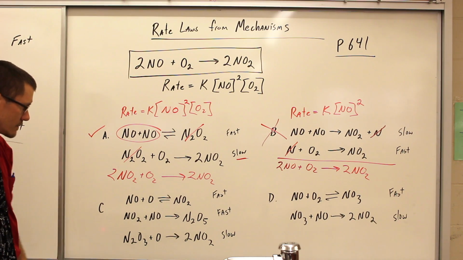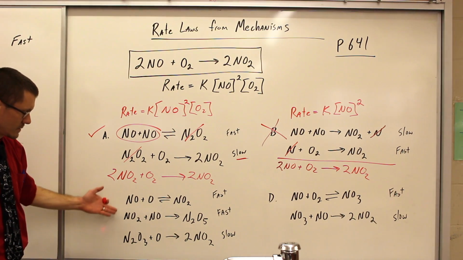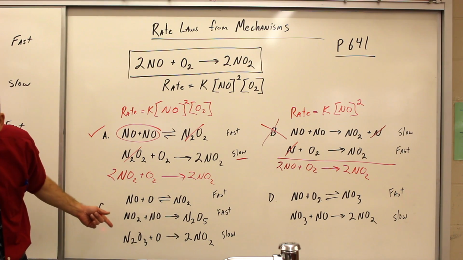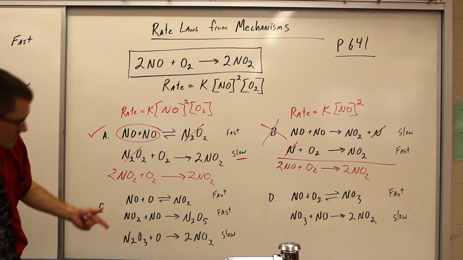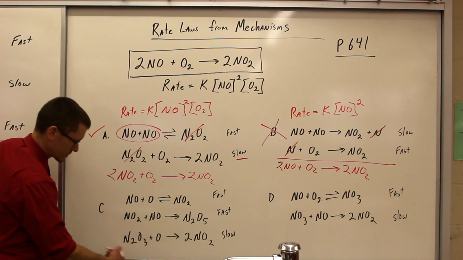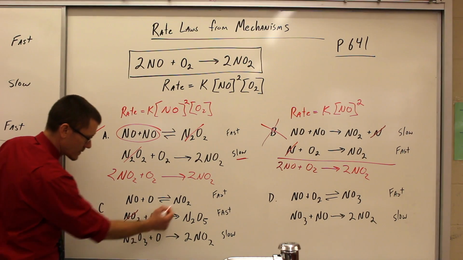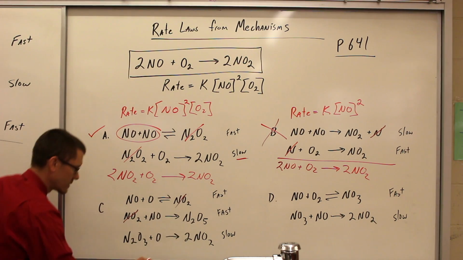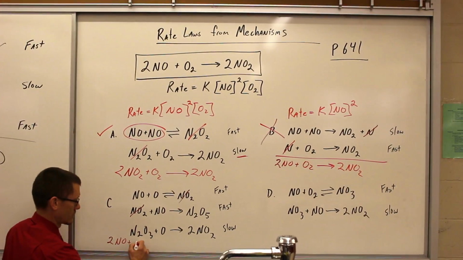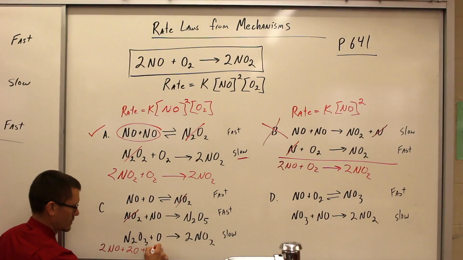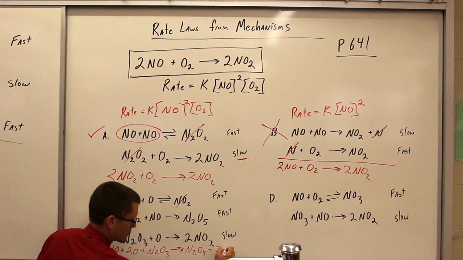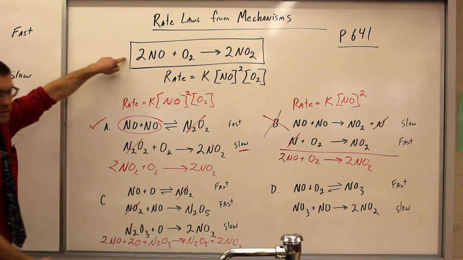Okay. C, it doesn't even balance. It gives you weird things. I don't know why they even gave you C. So C is a mess. We can cross off intermediates, but then you get all these weird things. It doesn't even match the reaction at all.